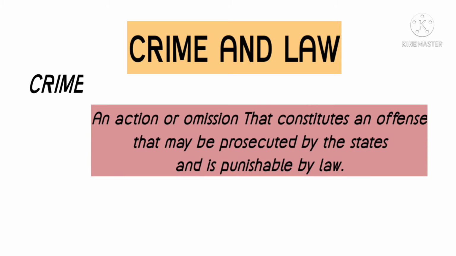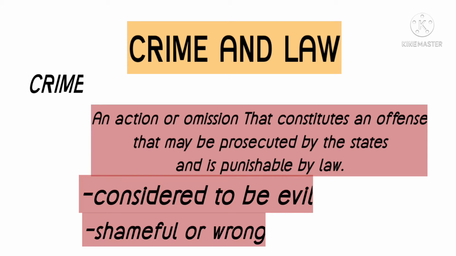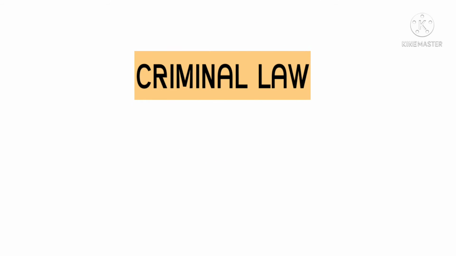Crime and law. Crime: an action or omission that constitutes an offense that may be prosecuted by the state and is punishable by law, or activity that, although not illegal, is considered to be evil, shameful, or wrong. A behavior that violates the law. A violation of the law specifically means of the criminal law.